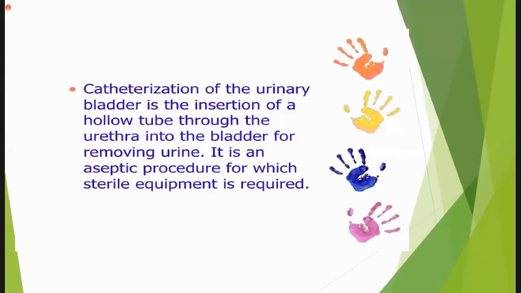Catheterization of the urinary bladder is the insertion of a hollow tube through the urethra into the bladder for removing urine. A common condition is acute urinary retention, so we can use a urinary catheter. It is an aseptic procedure for which sterile equipment is required.